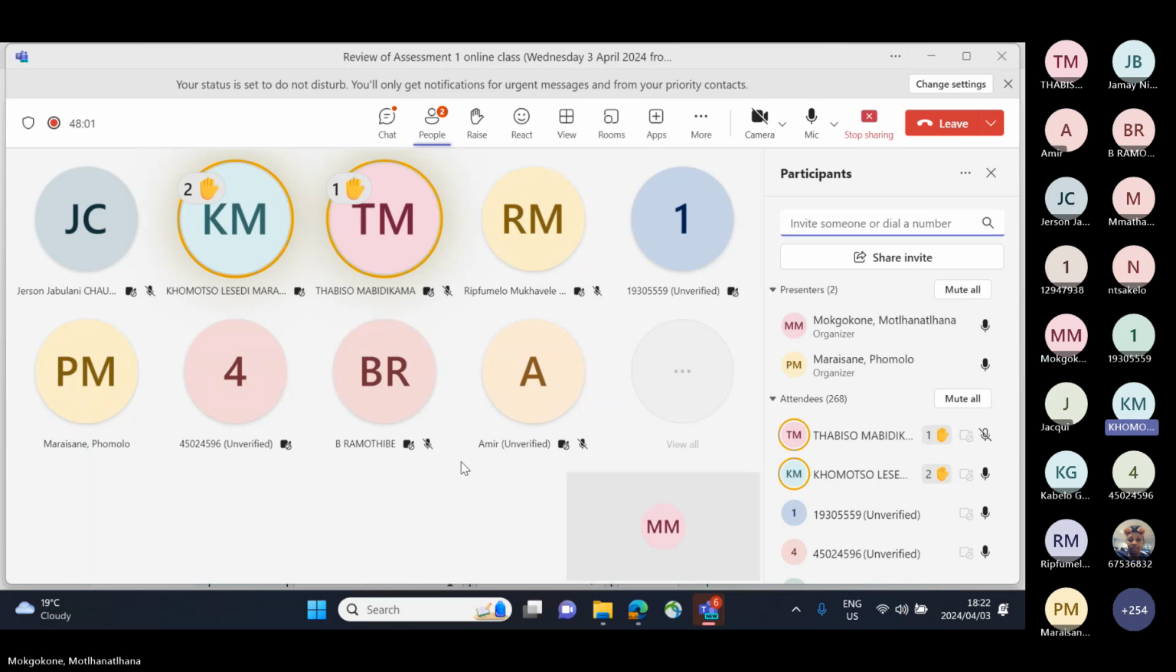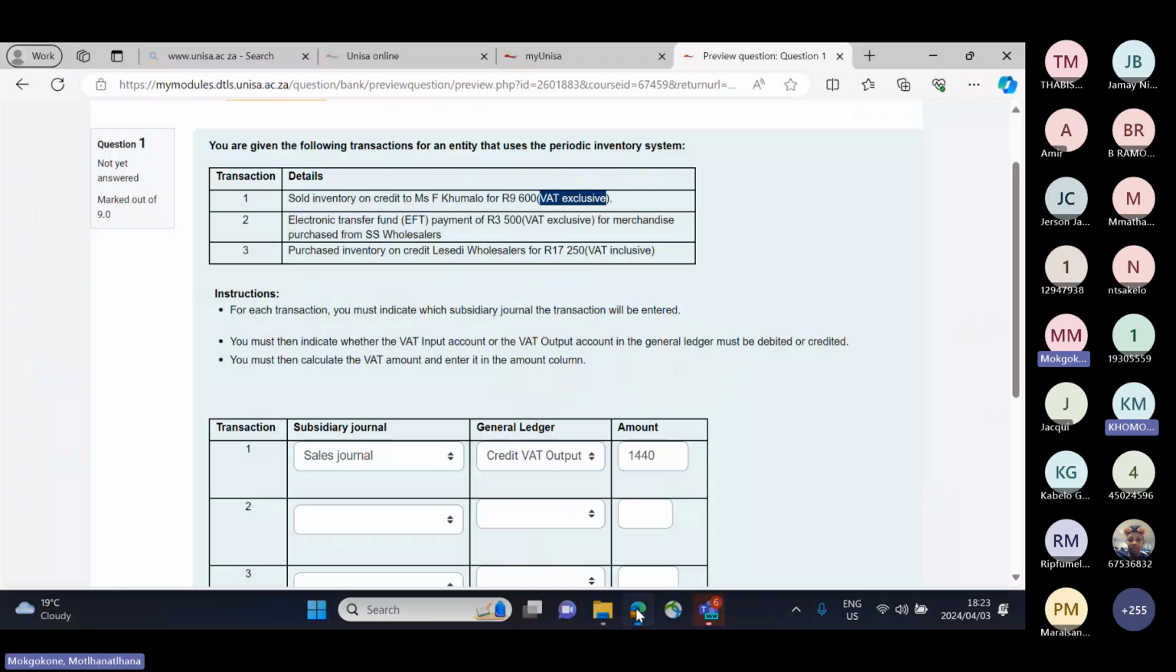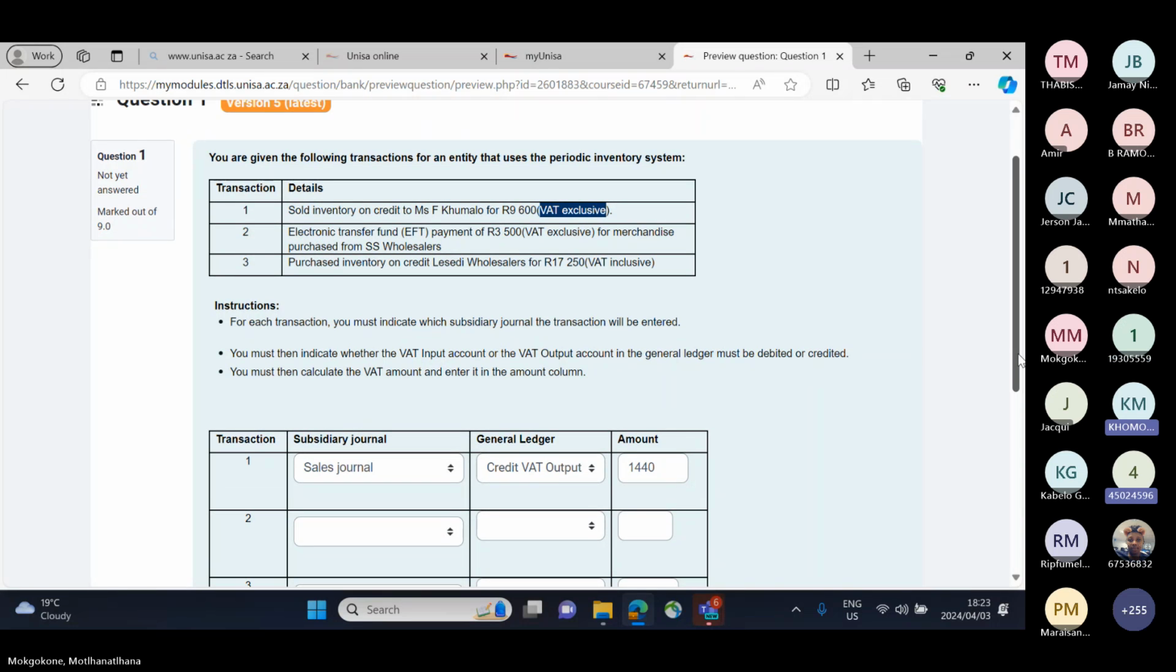I just have a question, please go back to the question here. I have a question on credit VAT output. Is it because VAT output is trade payables and it increases on the credit side? Is that why we chose the credit and not debit? Yes, VAT output is a liability, and liability increases on the credit side.